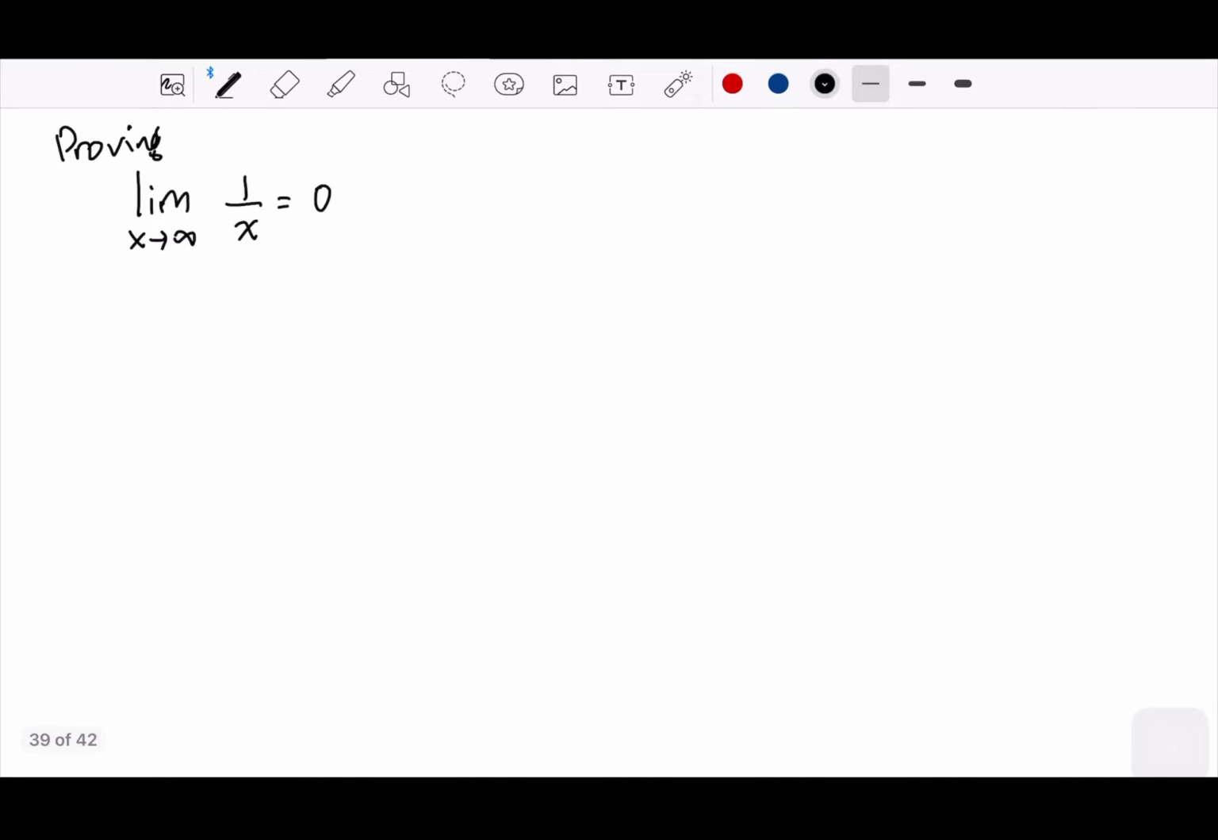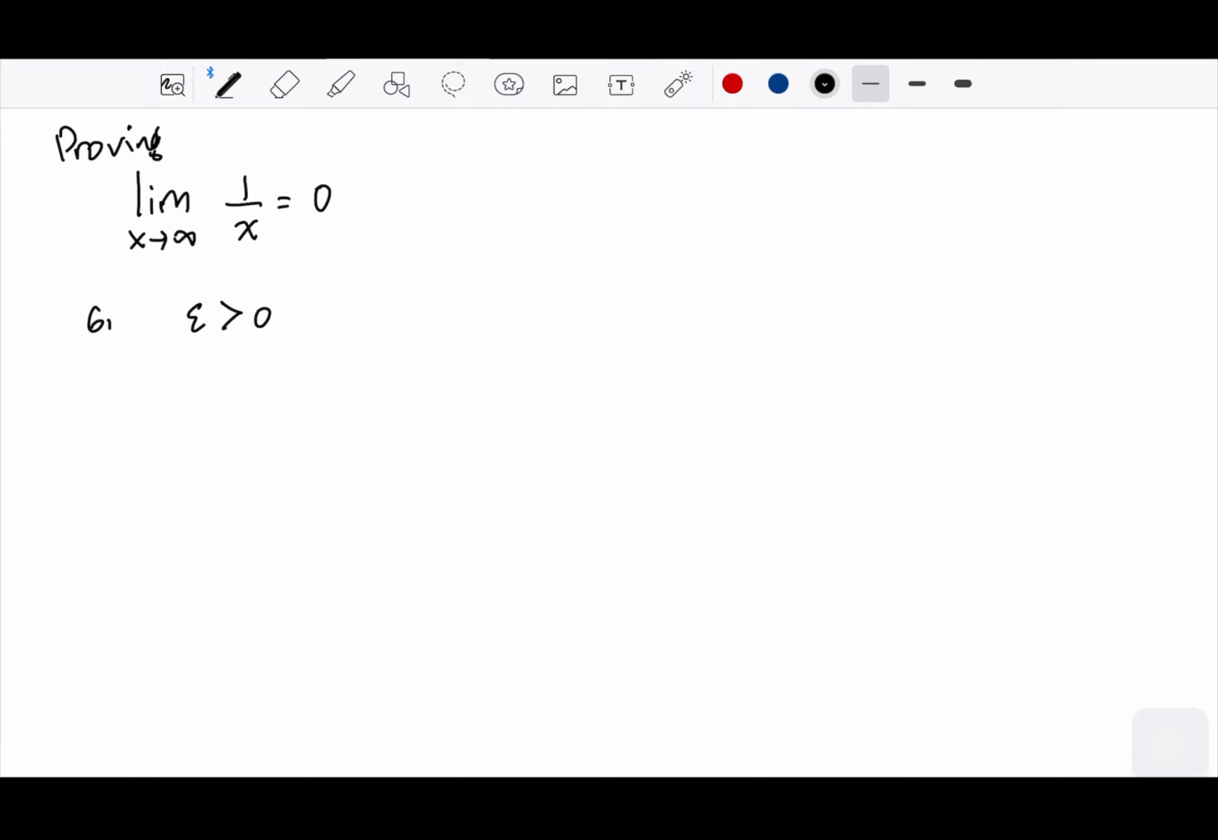Now another thing is the limit of 1 over x. Of course, we know from our computation and definitions that this is equal to 0. So to start with, to prove this statement, we start with the epsilon positive.